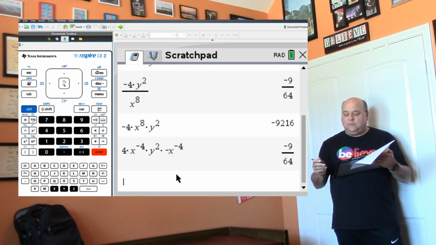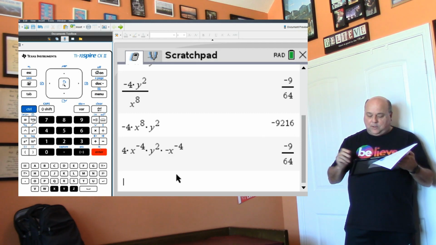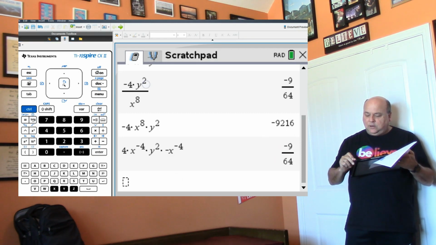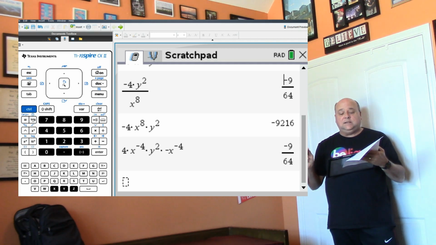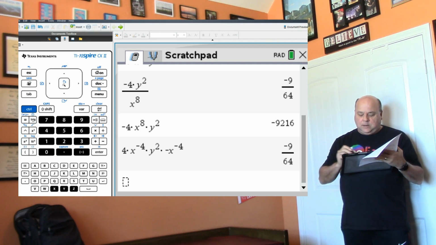And I get negative 9 over 64. So I did not type in the problem right. But this right here is equal to the negative 9 over 64. So the answer on this problem is C, okay? Let's go to number 11.